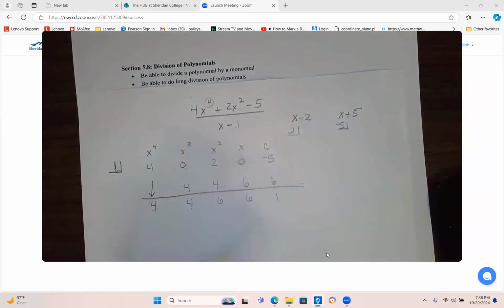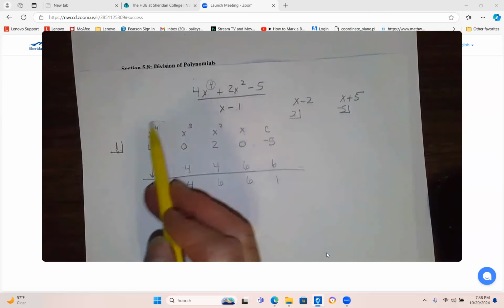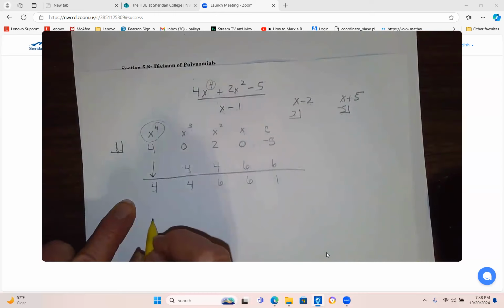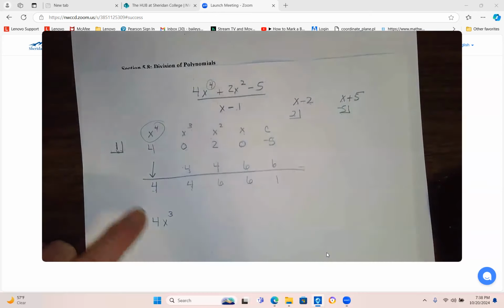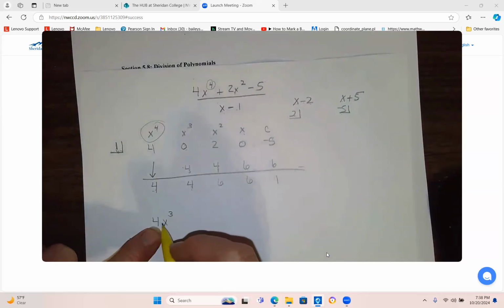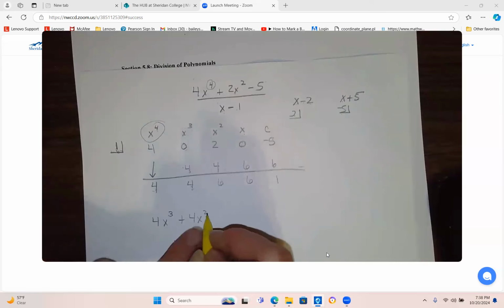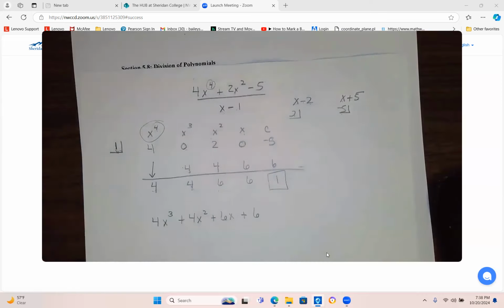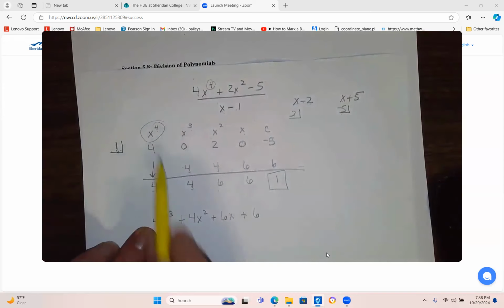You've got your coefficients for the answer. Now you just have to put the variables in. Well, this first one was x to the 4th, so you're going to start with x cubed and go down. It's always 1 less power. So then you've got 4x cubed, this has got to be an x squared, this has to be an x. They go in order. This is your constant, and that's our remainder.